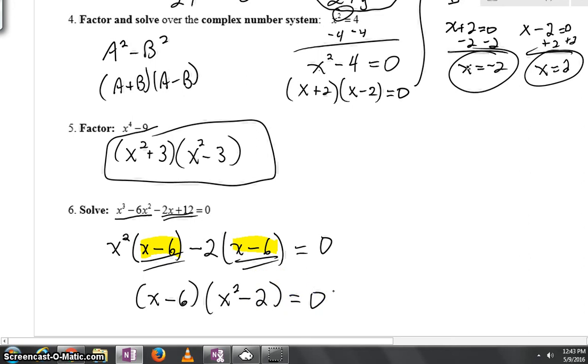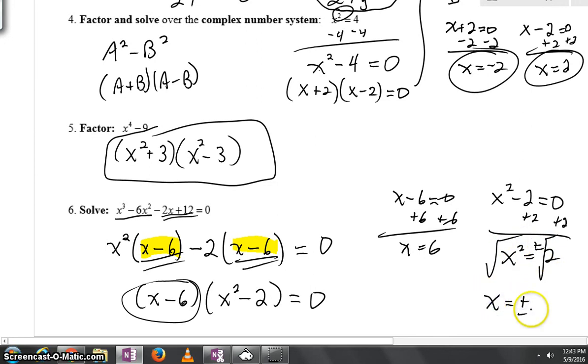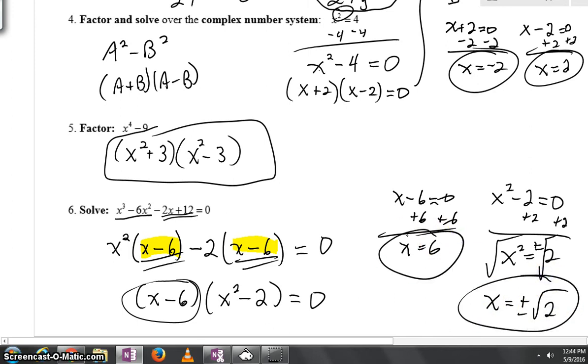As we're solving to finish this up, we're going to use that zero product property again. We'll take x minus 6, our first parenthesis, set it equal to 0. We'll also take x squared minus 2 and set it equal to 0. I'll add a 6 to both sides here to get x is equal to 6. Here I'll add a 2, but I hope you remember how we'd solve this squared term. We're going to take square roots, and there are 2 of them, and we'll have x equals plus or minus the square root of 2, but we also have x equals 6.